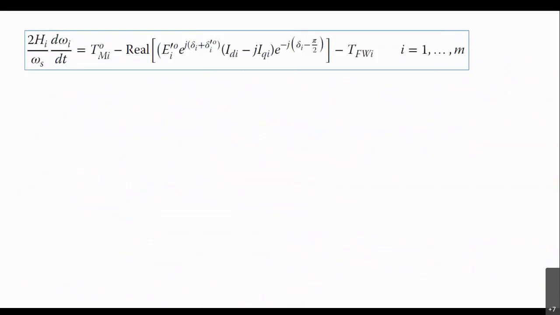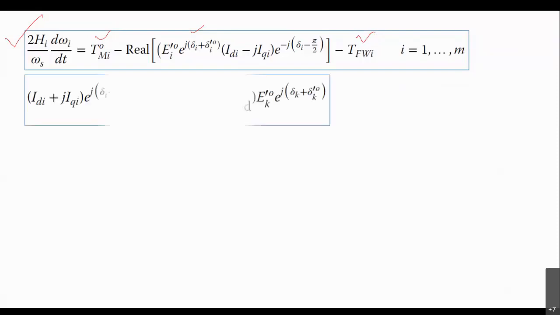So 2Hi by omega s into d omega. So this is the expression. We know this is the expression when we derived the classical model equation, that is, TMi is the mechanical torque input minus the real part of this expression, that is voltage and current multiplication, and this term is your damping factor or damping torque, you can say.